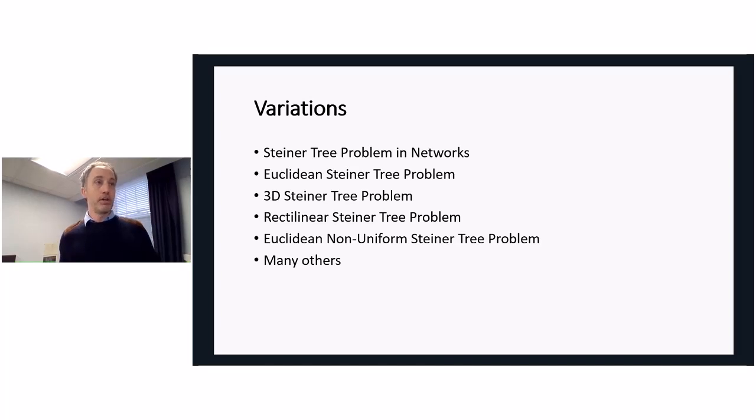All right, anyway, these are a bunch of variations. So the problem in networks, the Euclidean Steiner tree, I'll get to that later. It just means the points are located in physical Euclidean, usually two-dimensional space. So the weight between the arcs, the weight between the nodes, is simply the Euclidean distance. You can do the same thing in 3D. There's a so-called rectilinear problem. I'll show you a slide of that. And then this Euclidean non-uniform, that's a problem that I worked on a bit in grad school.